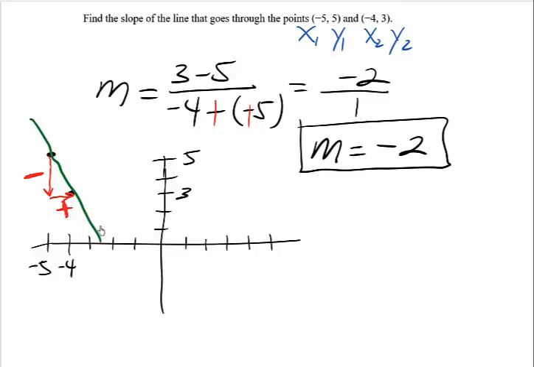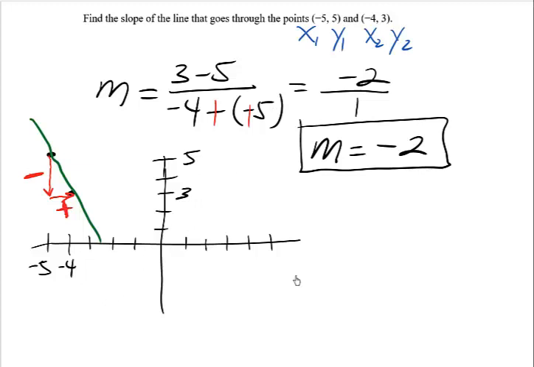Why did this happen? Well, essentially this is going to happen anytime you have a line like this green one that goes downward from left to right. If the line goes down from left to right, you're going to have a negative slope. If you look back up at that earlier example, the line went upward from left to right, and that's why we got a positive slope.